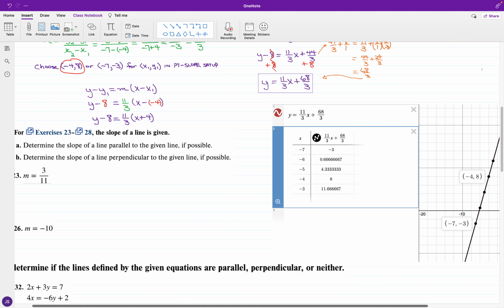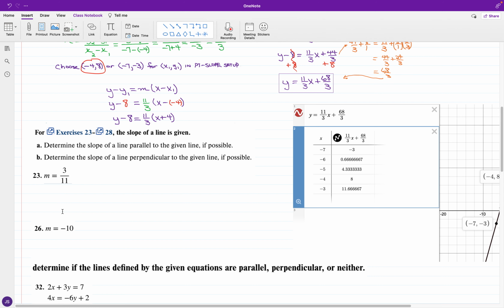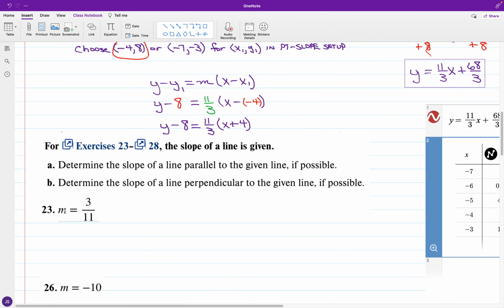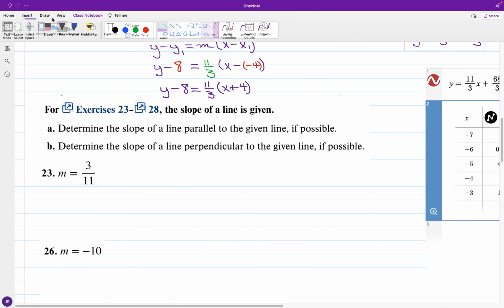Okay, now we have numbers 23 and 26. First of all, we're just looking at the determination of slope. And in part A, for number 23, it says to determine the slope of a line parallel to the given line if possible. And again, for 23, part A, for the parallel line, parallel lines are going to have the same slope, and if the given slope is 11/3, well, the parallel line is going to have a slope of 11/3 as well.